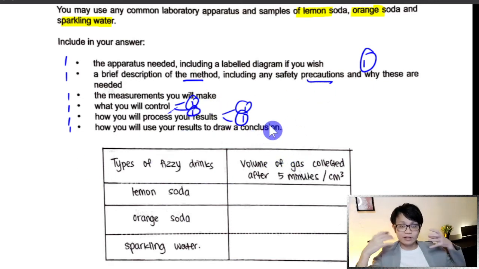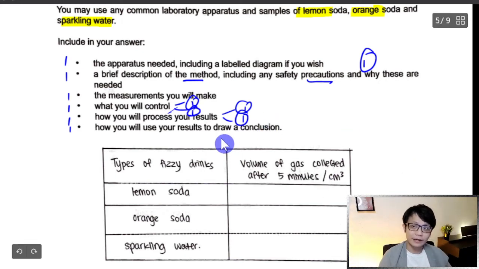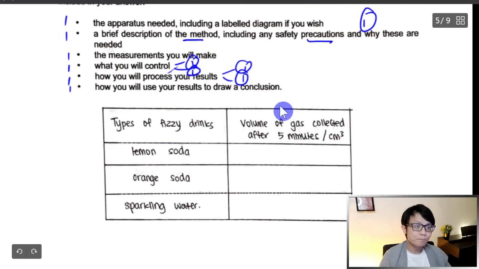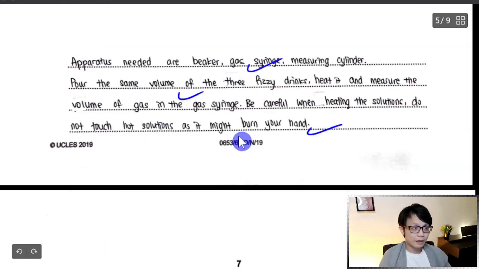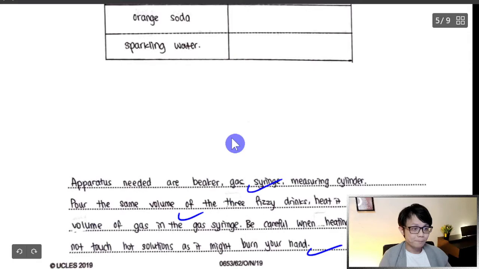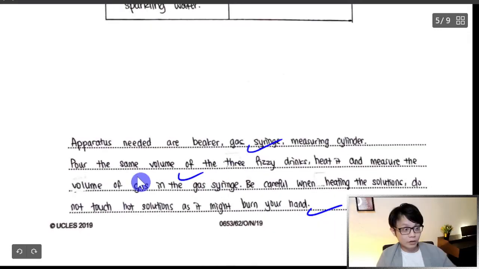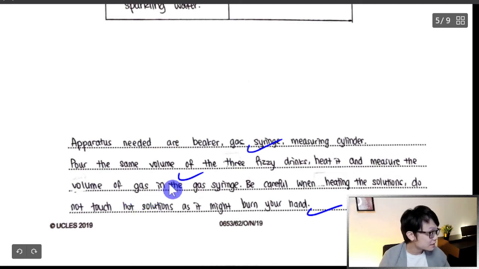So you need to roughly think in your mind how the marks are allocated and which point you want to put more marks on. Sometimes the apparatus can also be 2 marks, so up to you, you need to do the allocation first. Okay, so pour some volume of the fizzy drink, heat it up and measure it. I heat it up, you get 1 mark. Is measuring it also 1 mark? Okay, you say like this, you get 1 mark.